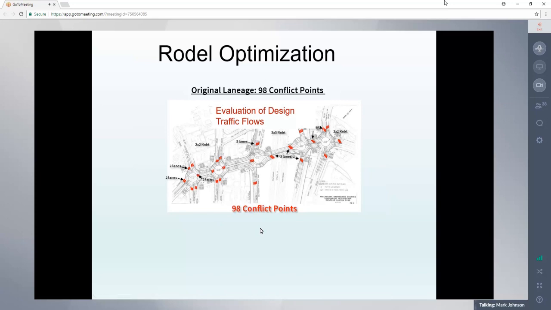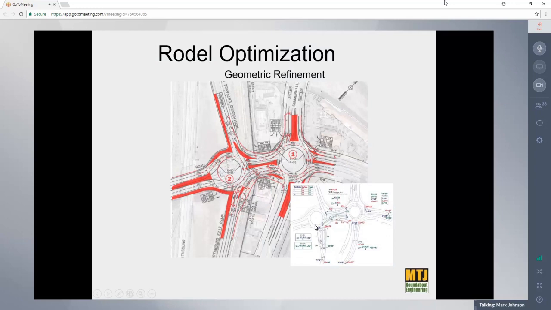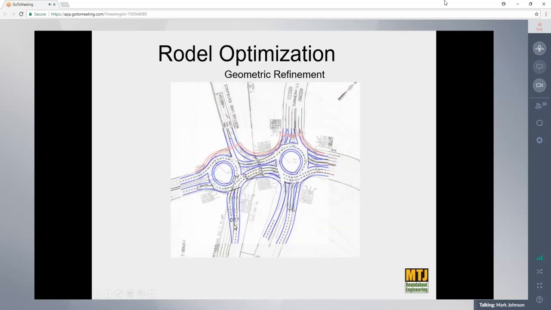When we went through with the Rodel, with the geometric model, we were able to reduce the laneage pretty substantially, and we cut the conflict points down by 48%. So that's going to not only improve feasibility, improve safety, it's going to allow for potentially less impacts as you move into more of a design stage. The Rodel allowed for modeling quite accurately the flared entries and the closely spaced condition that we had on 2 of the very closely spaced roundabouts, allowing you to have a good understanding of your operational effects.